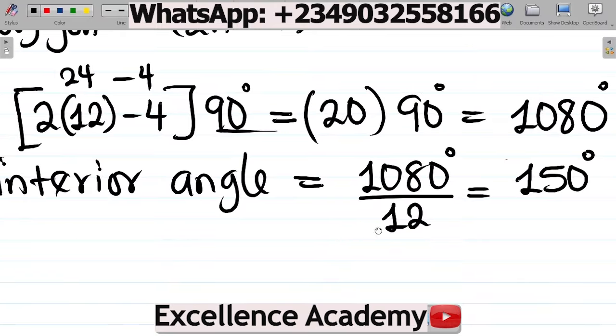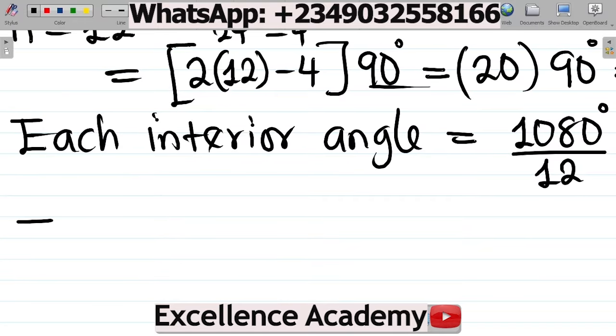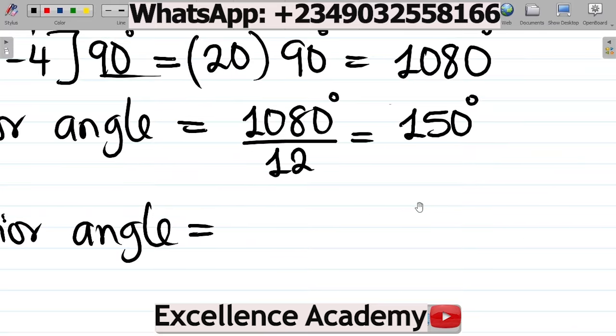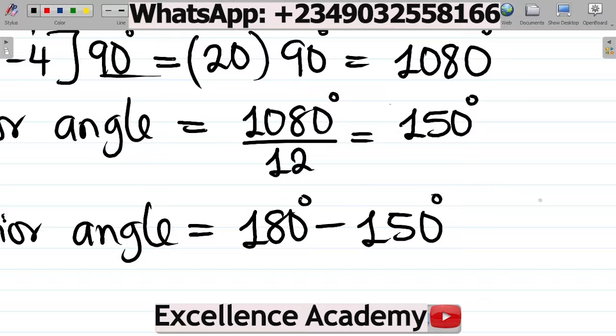150 degrees. Let's get each exterior angle. Each exterior angle will be equal to 180 minus this value here, which is 150. Of course, both in degrees. 180 minus 150, you have a value there as 30 degrees. So therefore, for each exterior angle of the 12-sided polygon, the value will be 30 degrees.